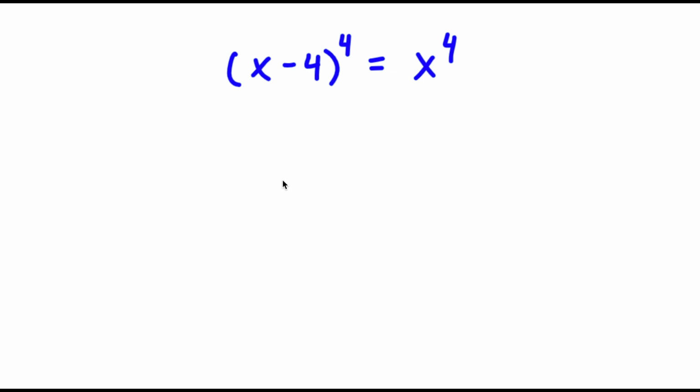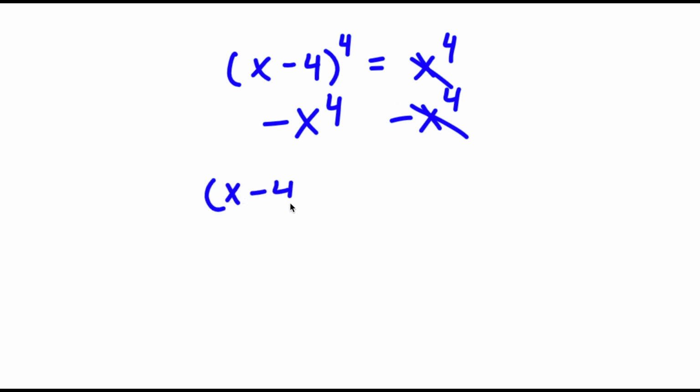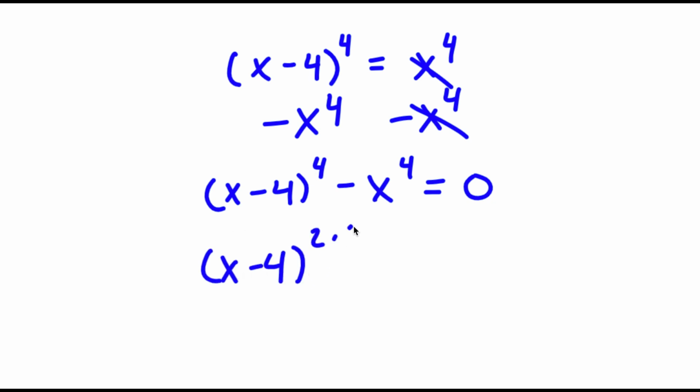Alright, so in this problem, I have x minus 4 to the power of 4 is equal to x to the power of 4. So to solve this, I'm going to first start by subtracting x to the power of 4 on both sides. So then these two cancel out, and now I have x minus 4 to the power of 4 minus x to the power of 4 is equal to 0. Now, I'm going to rewrite this as x minus 4 to the power of 2 times 2 minus x squared times 2 is equal to 0.